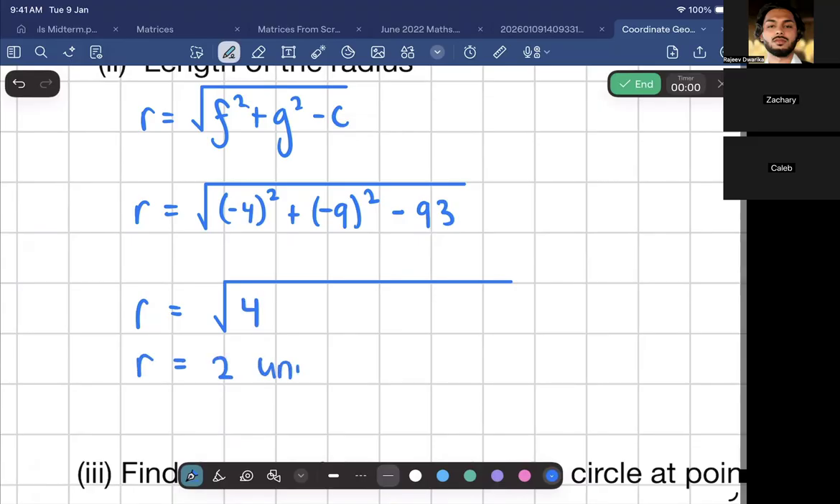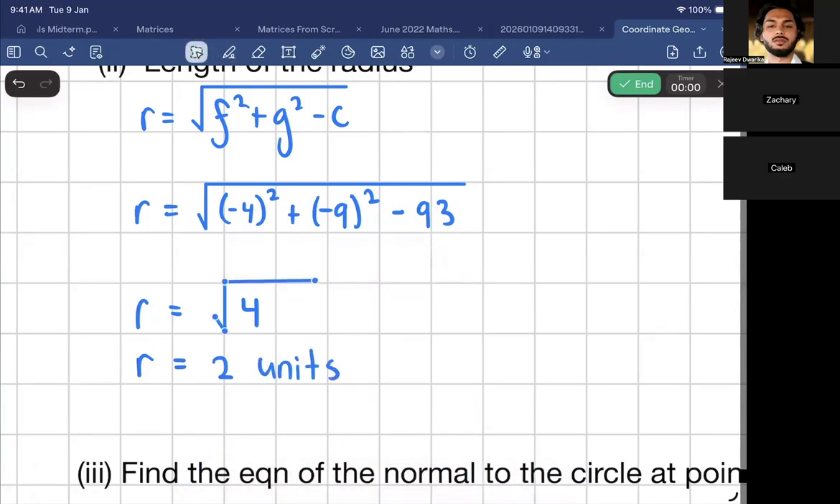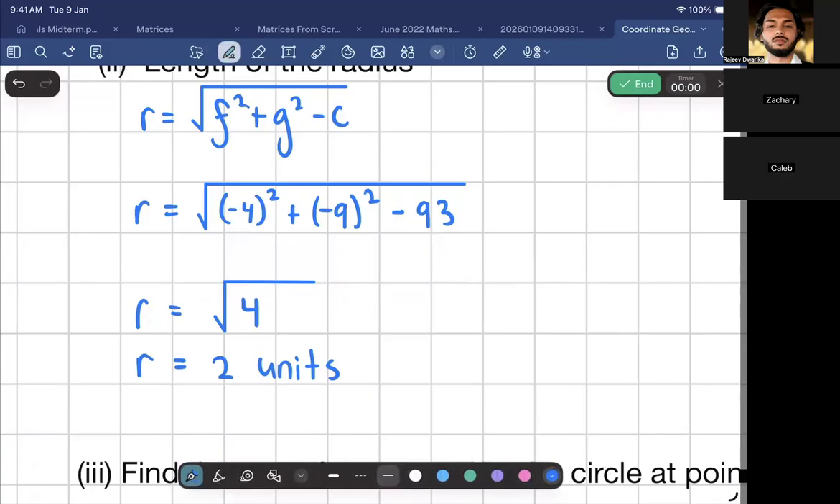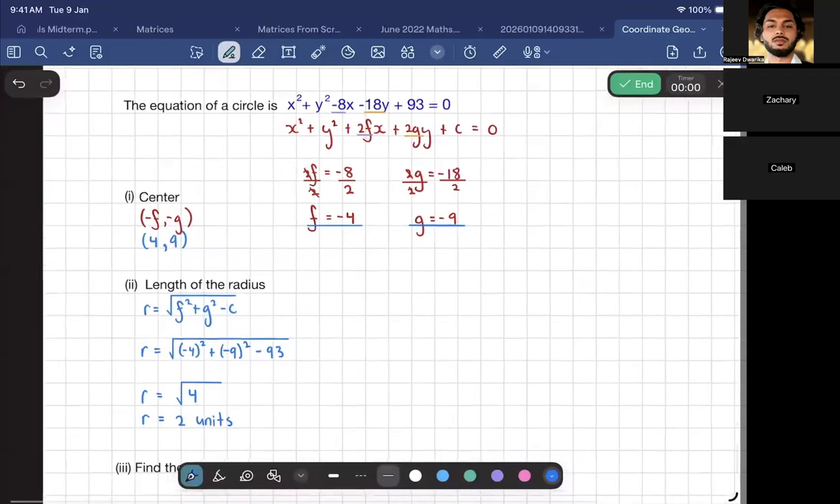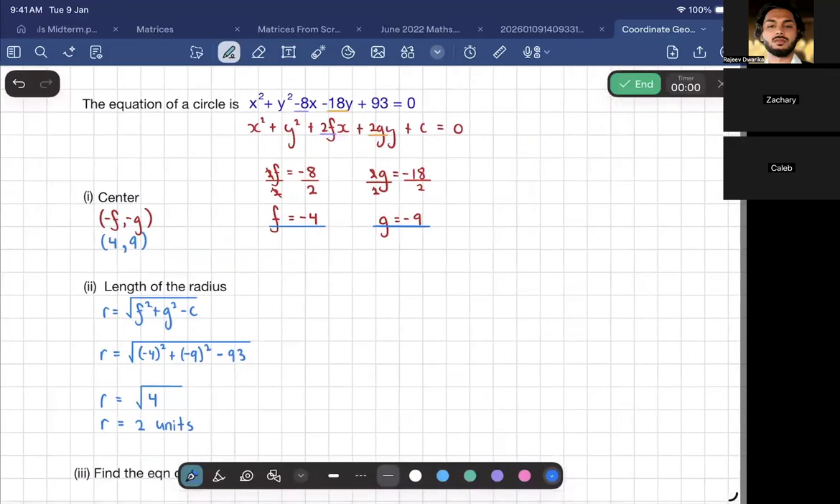Do you get that, Zachary? Yes, sir. Caleb, it had to be 2 units, because they're asking you the length. So you're just going to leave it as 2? 2 what? If they don't specify the units, you just write units. 2 units. All right, sir. Caleb, how easy? It's easy, sir. And that's like what, 4 marks? 4 or 5 marks? Real easy.